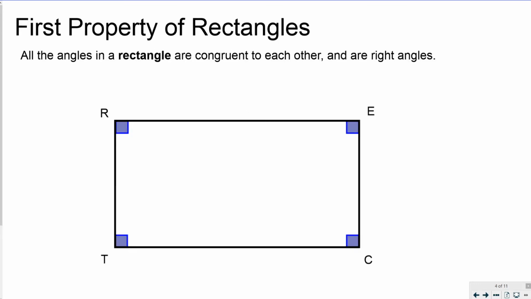So just remember that all of those properties apply. The first property of rectangles is that in a rectangle, all the angles are congruent to each other and they're right angles. So just know that all the angles in a rectangle are 90 degrees.